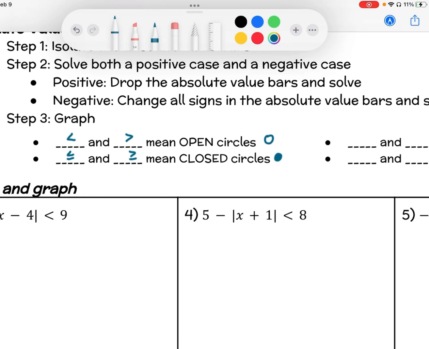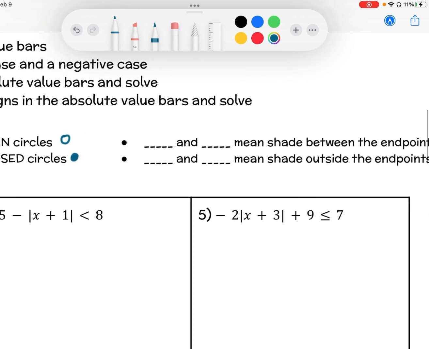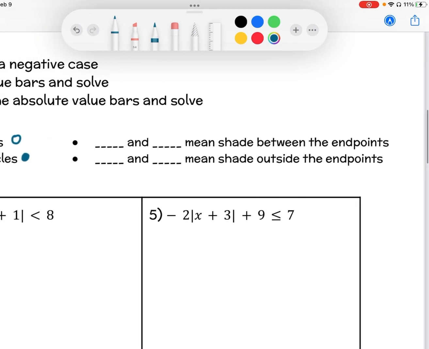All right, and then a little trick to remember is when to shade between the endpoints and when to shade outside of the endpoints. If you have less than or equal to, then you're going to shade between the endpoints. And if you have greater than or equal to, you're going to shade outside of the endpoints.